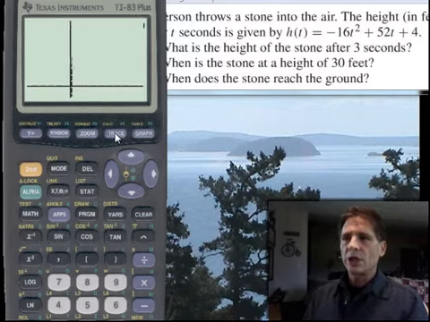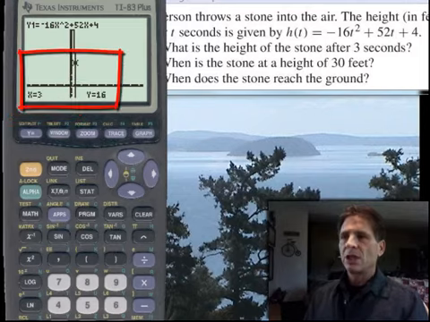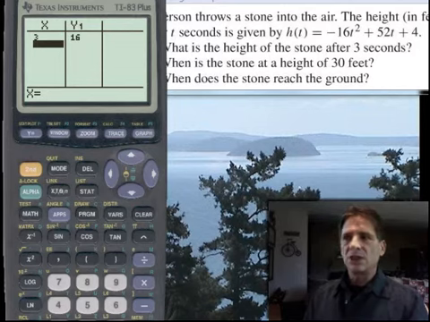Then you can either use trace. Now, I don't especially like trace. It has to draw the graph first, etc. And just enter the 3 here, and you'll see that it is 16 feet. Or you can use table, which is second table, enter a 3 here, and we still get 16 feet. So there's part A. Let's move on to part B.